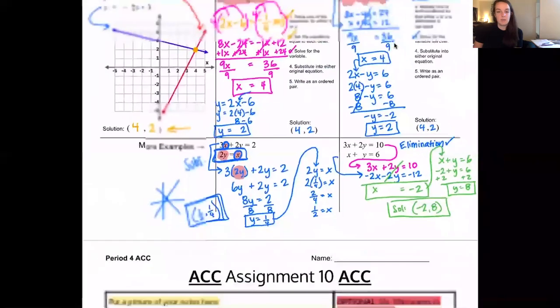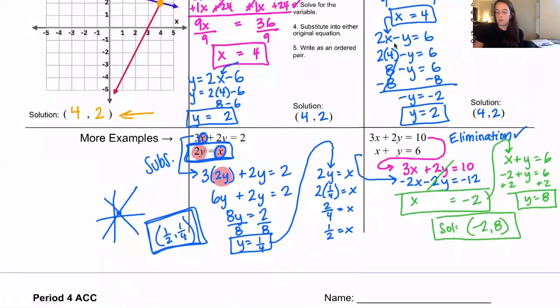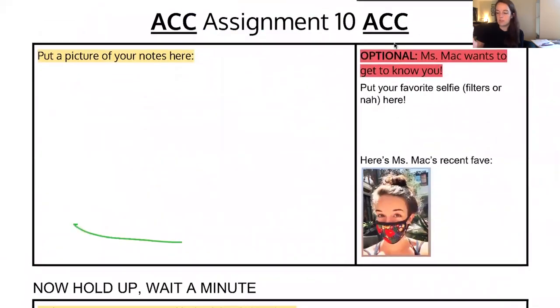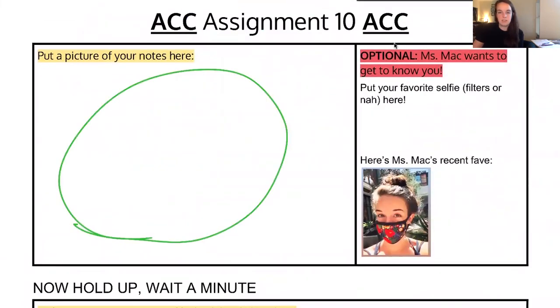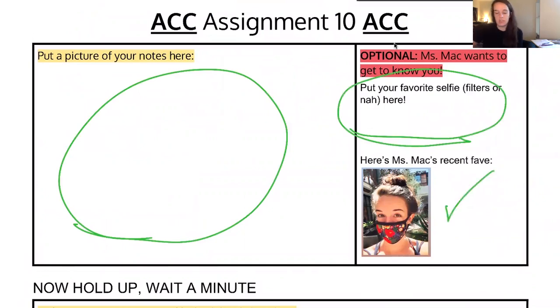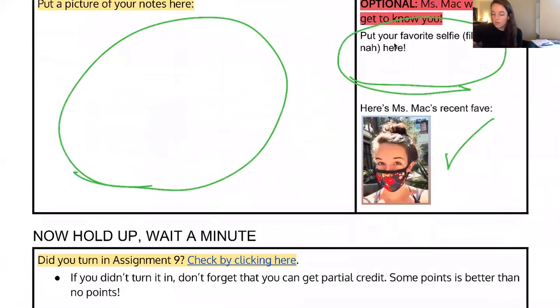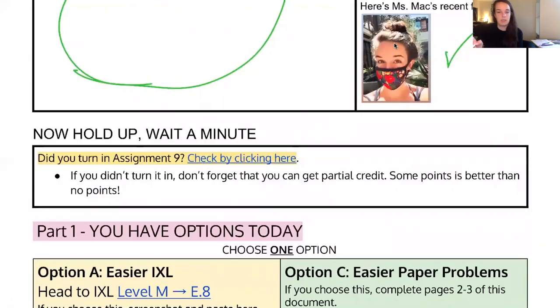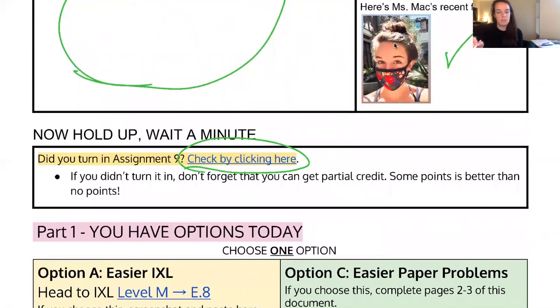For today's assignment, you are going to put a picture of your notes first, as always. If you would like to, you can put your favorite selfie here. I put my favorite selfie right there, just in case you want to get to know me too. You're going to double check that you turned in assignment 9. You can check by clicking here. That will take you to assignment 9. You can check for that submission box.